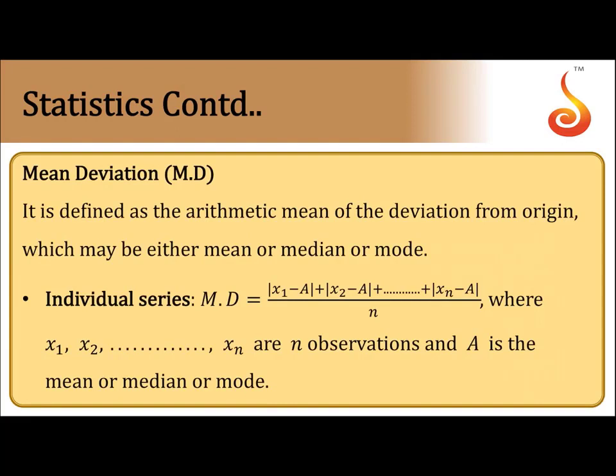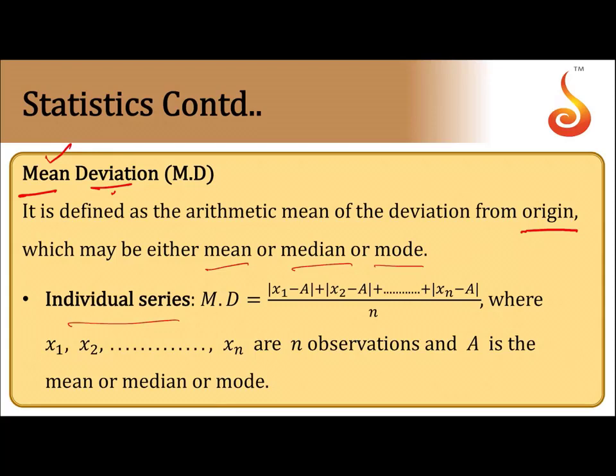Coming to the next one, what about mean deviation? The name itself says it: mean deviation is the mean of the deviations which are taken either from the origin, or from the median, or from the mode. That is called the mean deviation. It is the average of the deviations.